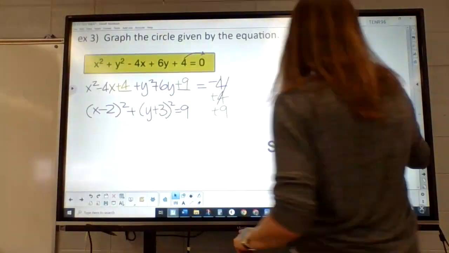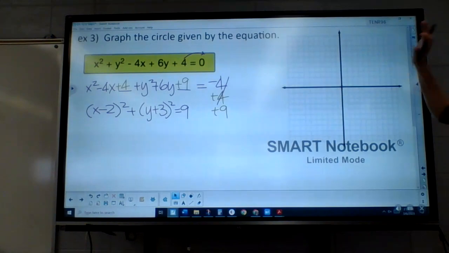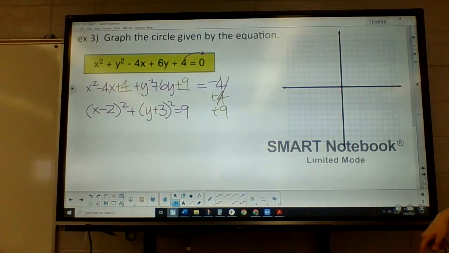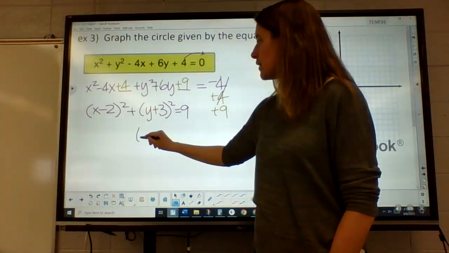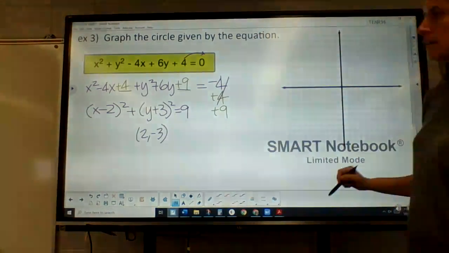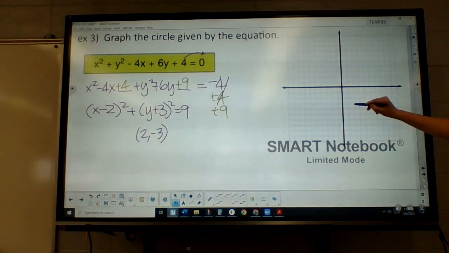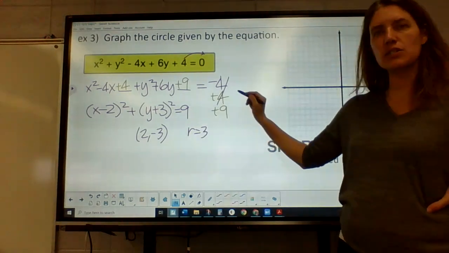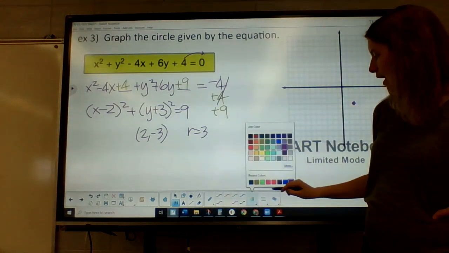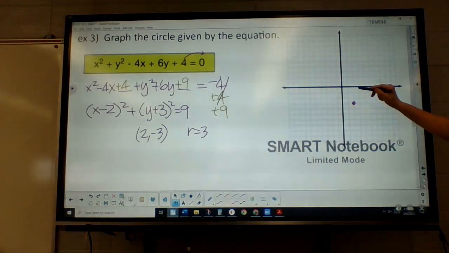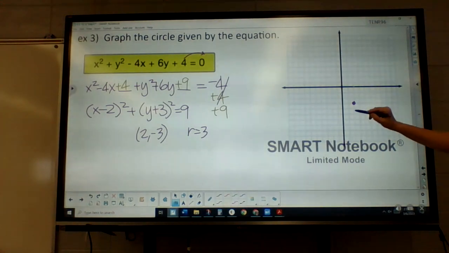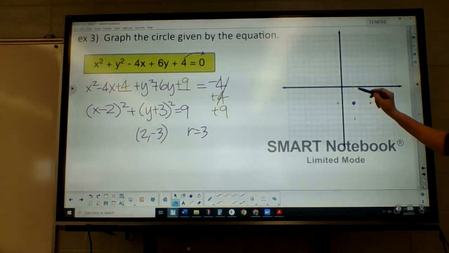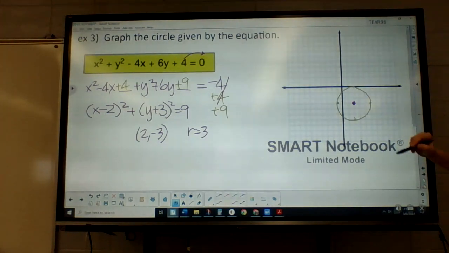It almost doesn't feel like you're doing enough when we do circles because we've done so much with those other ones. Seems pretty straightforward. Now our center is 2, -3, opposite signs there. And then I go every direction my r value, which is just going to be 3. It's the square root of 9. So I'm going up, down, left, and right, 3. And so we have our circle.